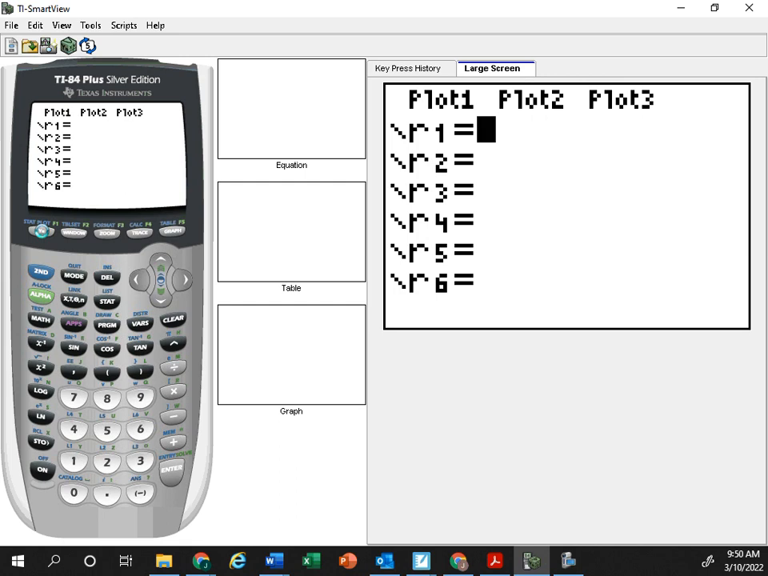Zoom fit or sometimes Zoom trig works. Lots of different options there.